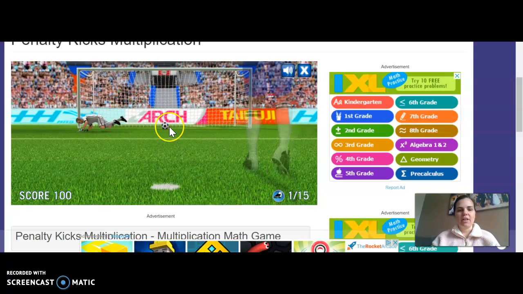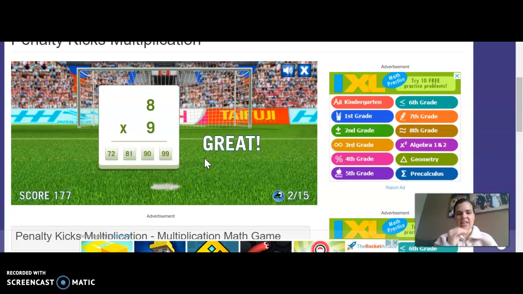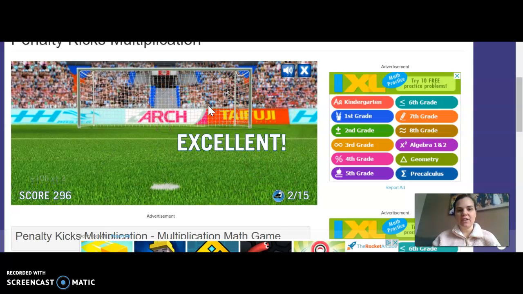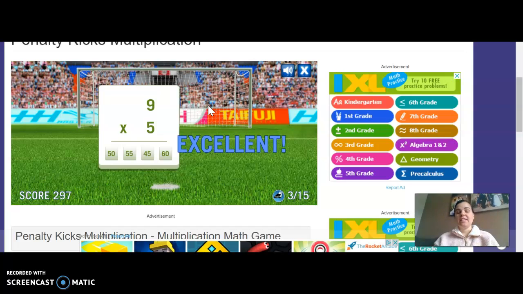Okay, and then I'm going to kick the ball again. Got it in. 9 times 8. 8, 16, 24, 32, 40, 48, 56, 64, 72. Okay, make sure you're looking at your sheet to practice those count bys. 9 times 5. I'm going to count by 5 9 times because I can count by 5s quicker and easier. 5, 10, 15, 20, 25, 30, 35, 40, 45.